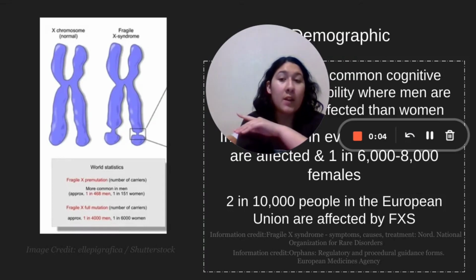Similar to the last slide, we have an image that displays one normal X chromosome and one chromosome that falls under the Fragile X syndrome, where the bottom does have a little fragile site. We also have some world statistics on the bottom.